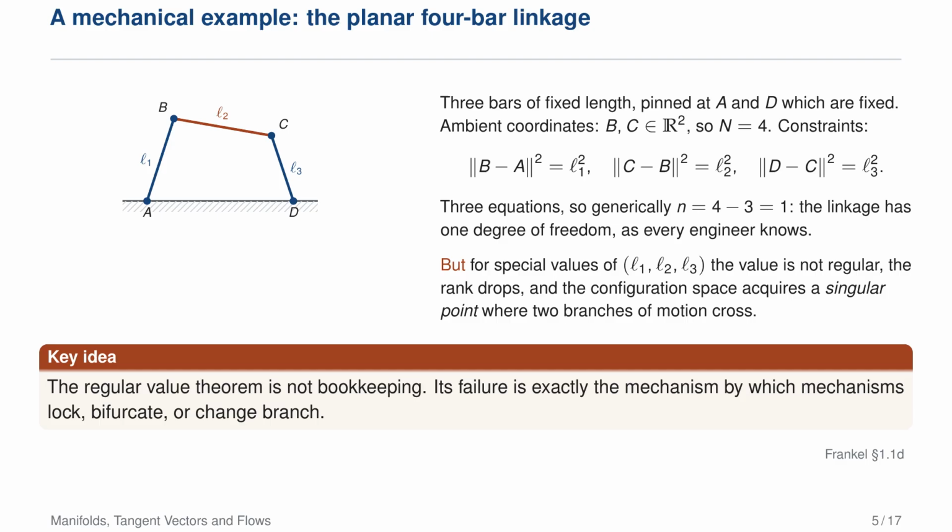But now vary the 3 bar lengths. At special values, the value stops being regular. The rank of the derivative drops. The configuration space is no longer a smooth curve, and it acquires a singular point where 2 branches of motion cross. So the regular value theorem is not bookkeeping. Its failure is exactly the mechanism by which real mechanisms lock, bifurcate, or change branch. Frankel section 1.1d. Second section, abstract manifolds.